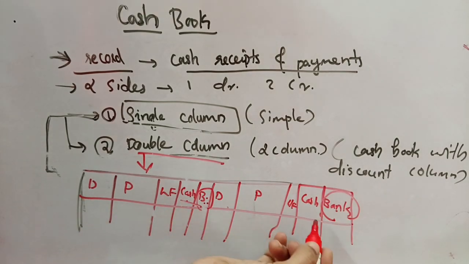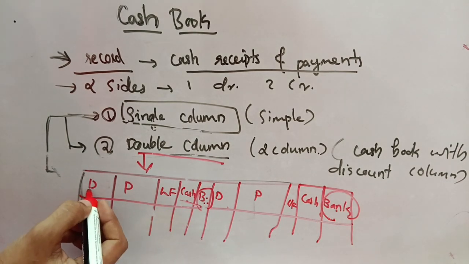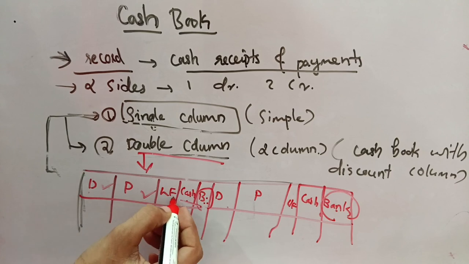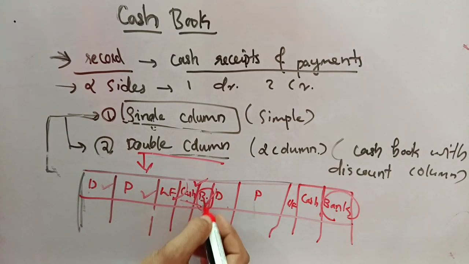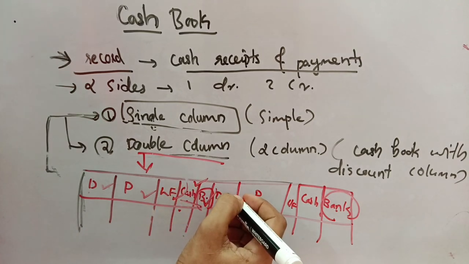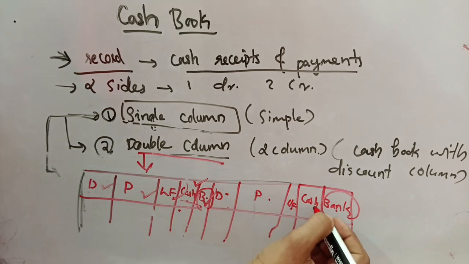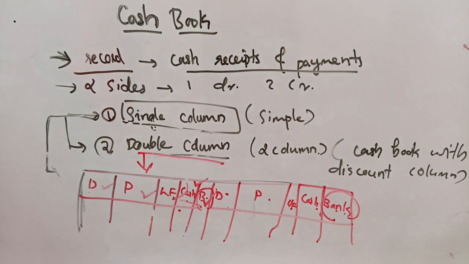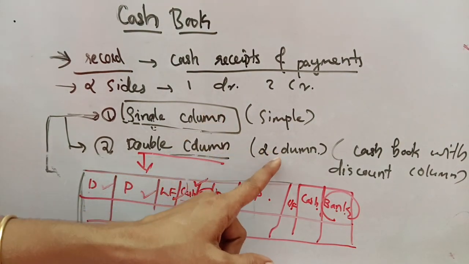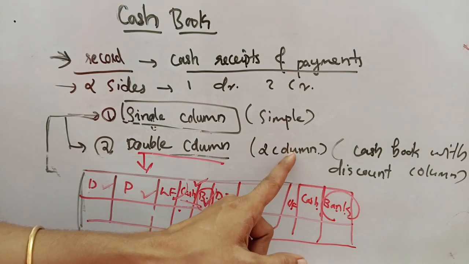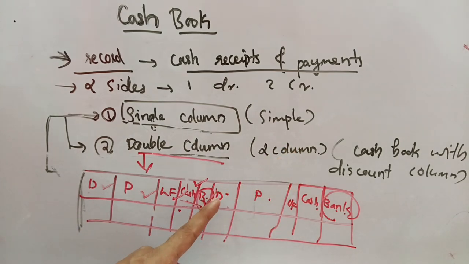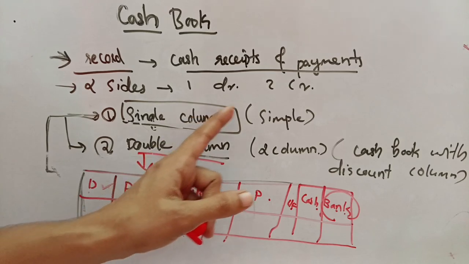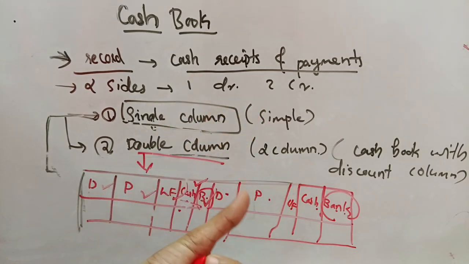So the format contains the columns date, particulars, ledger folio, cash, and bank amounts on the debit side, then date, particulars, ledger folio, and cash and bank amounts on the credit side. This is the format of a double column cash book. The only difference is that it contains two amount columns showing bank and cash balance. In a single column cash book, there is only one amount column, that is, only the cash column is shown.